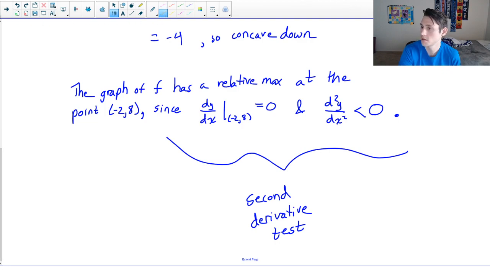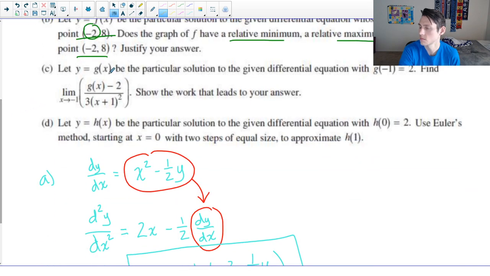All right, and part C. Oh, there's 2 more parts. Let y equals g of x be the particular solution. g of -1 equals 2. I'm sure that will be important. Find the limit of this, show work.